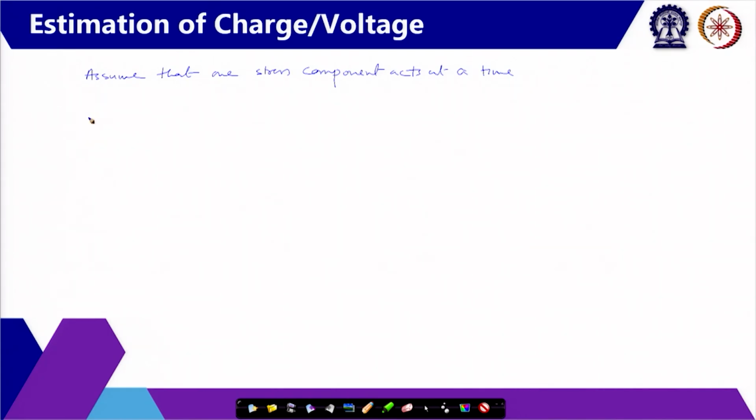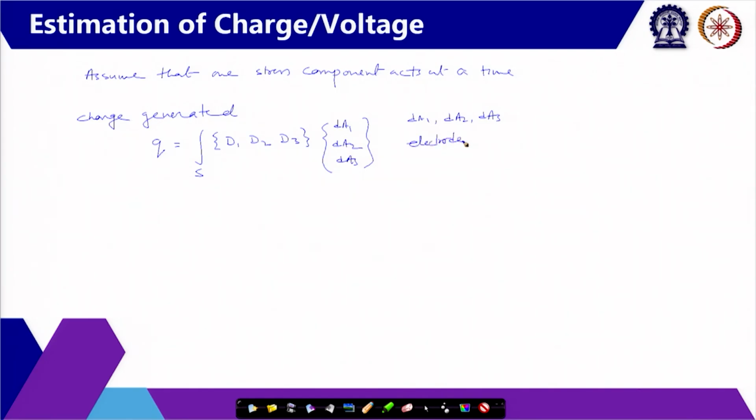So, the charge generated Q can be related to the electrical displacement components D1, D2, D3, multiplied with the area vector and integrated over the surface, where dA1, dA2, dA3 are electrode areas in the 2-3, 1-3 and 1-2 planes.